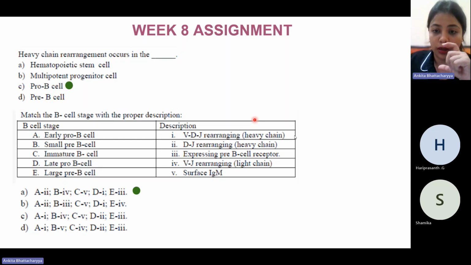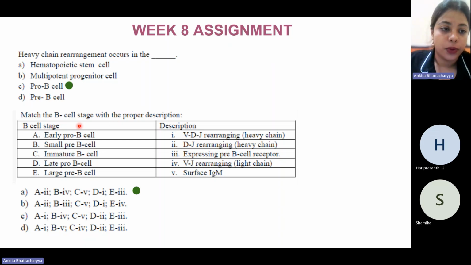Now, to accurately answer which of the two would be correct, you have to know the stages at which gene segment rearrangement occurs. And among these, the pro-B cell is the stage where heavy chain gene rearrangement starts taking place. So the correct answer is pro-B cell. It already begins when B cell fate determination is occurring. So this would be the correct answer. You can find the reference to this from the slides, or you can find it from any textbook that you are referring to at this point of time.